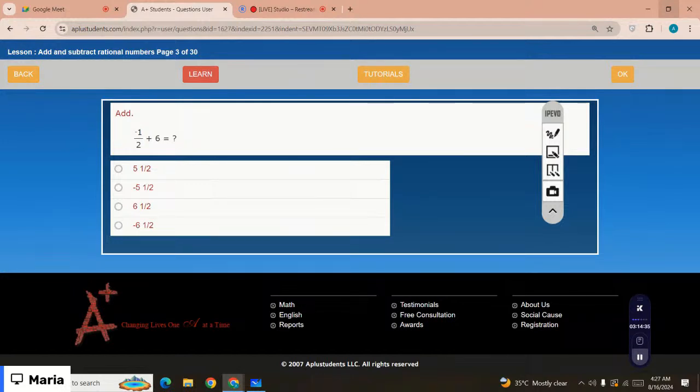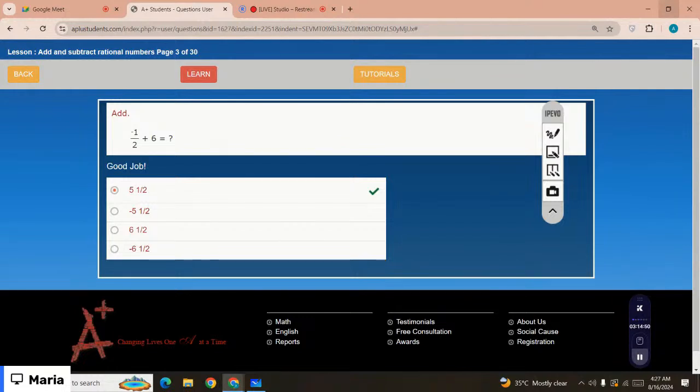Negative 1 by 2 plus 6. So which is the correct option? When you subtract half from 6, you are left with 5.5, isn't it? So the correct option is option number 1, that is 5.5.